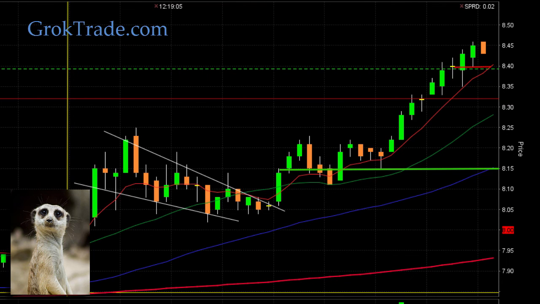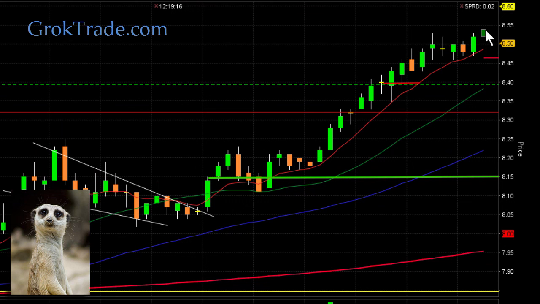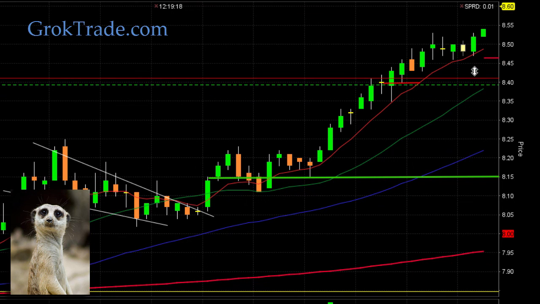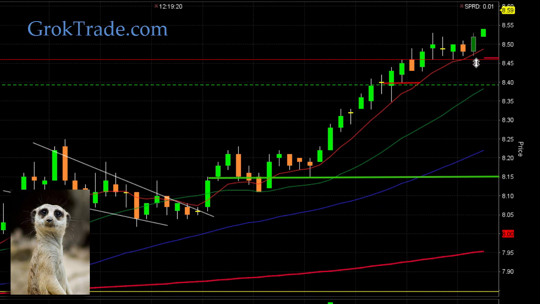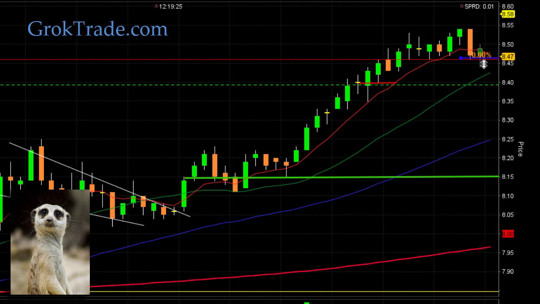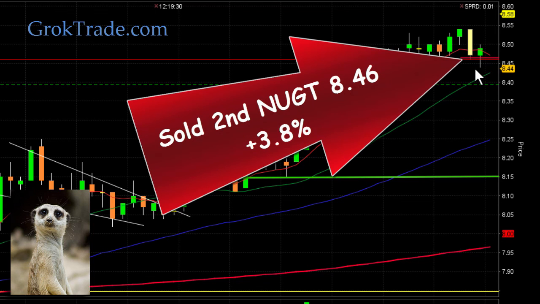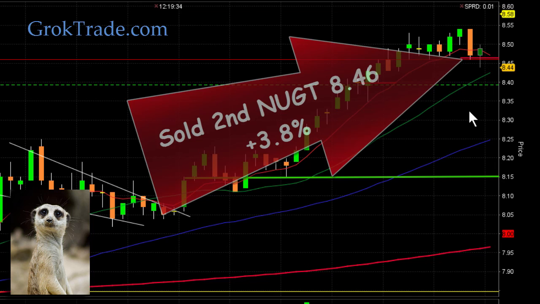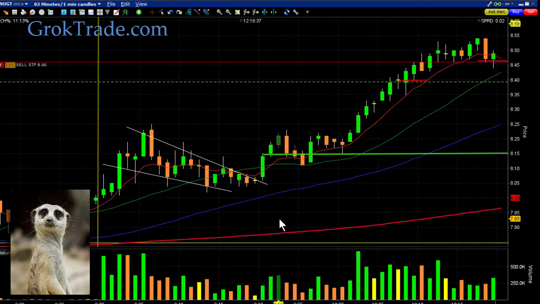And let's see here. Oh, look at that. Basing, rolling up here. So let's move our stop up here, following this 8 EMA. And let's see what happened next. Bam. Oh, look at that. Snap down, and right here, it got me out at $8.46 for 3.8% on the second half. So let's pull back and look at this whole trade here.